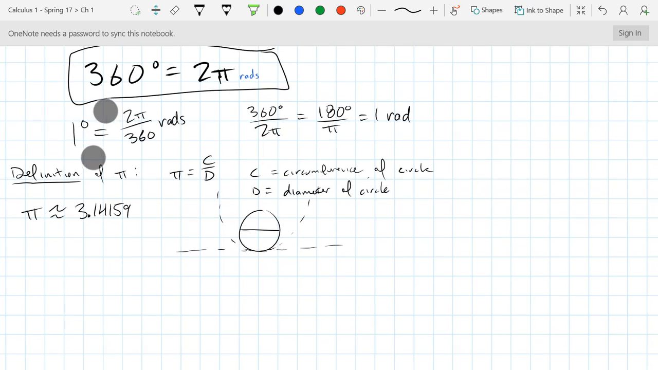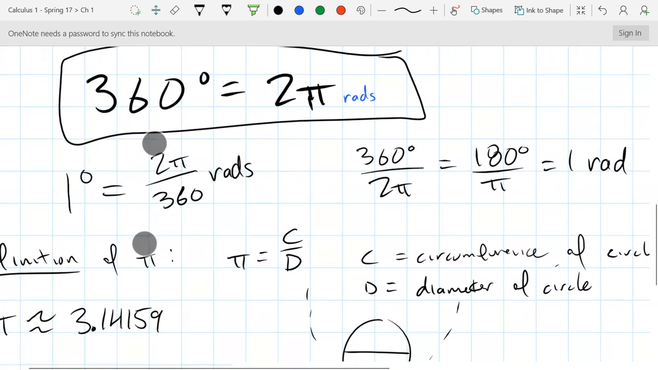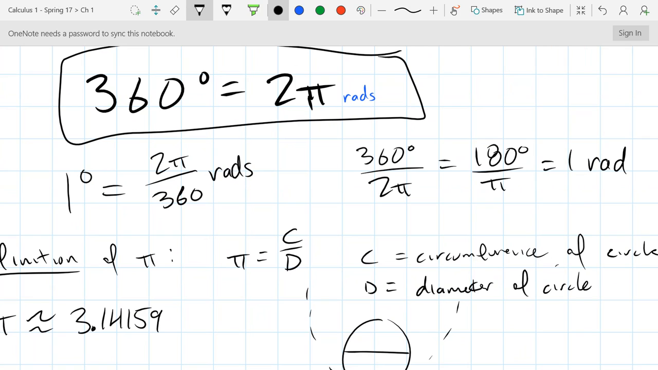If you do unit conversions in science class, you might be better off using 1 degree equals 2 pi over 360, or 1 radian equals 180 degrees over pi, depending on how you like to do your conversions. So I like to start up at 360 equals 2 pi and then multiply or divide that to get what I want.